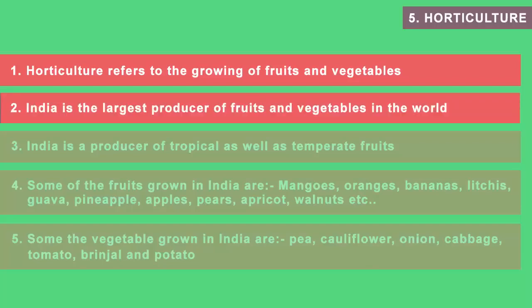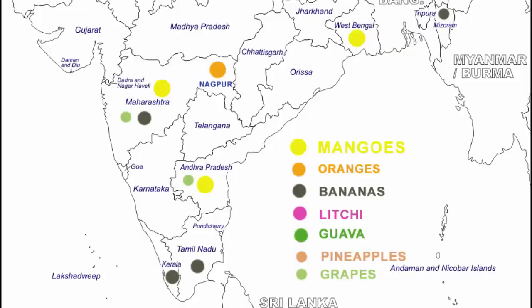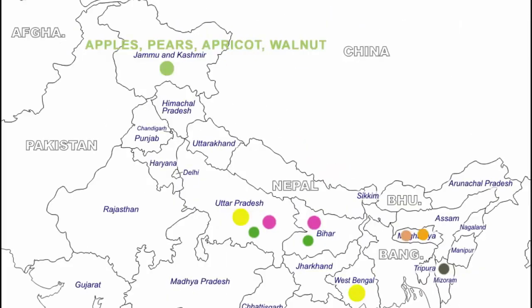Now India is the largest producer of fruits and vegetables in the world. India produces both tropical as well as temperate fruits. So we have mangoes, oranges, bananas, lychee, guava, pineapple, apples, pears, apricots, walnuts. So all these kinds of rich fruits are grown in India. Just have a look at this map. You will find all the places being marked which grow the respective fruits.